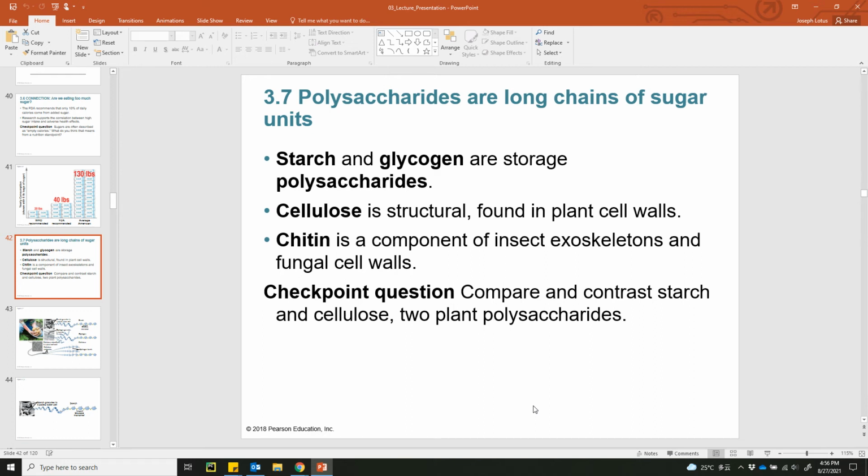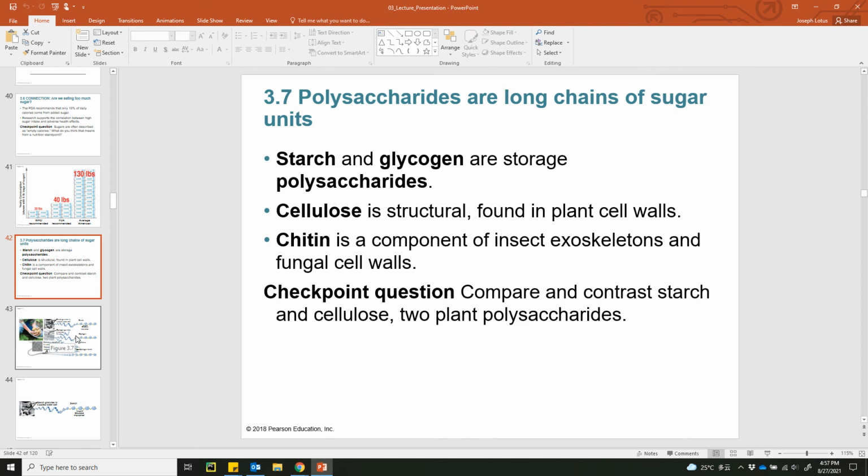Cellulose and chitin are not for energy storage. Instead, these are the structural polysaccharides. Cellulose is found in plants, and chitin is found in mushrooms and fungus, and it's also found in the exoskeleton of insects. So if you ever look at an insect, like an ant or a beetle, and the outside of their body is hard, well, that's actually not a bone. That's a structure called an exoskeleton. Exo means outside. They have an outside skeleton composed of this polysaccharide called chitin.